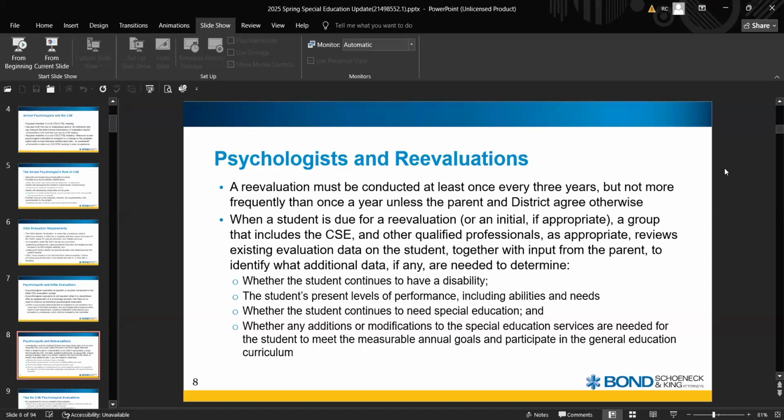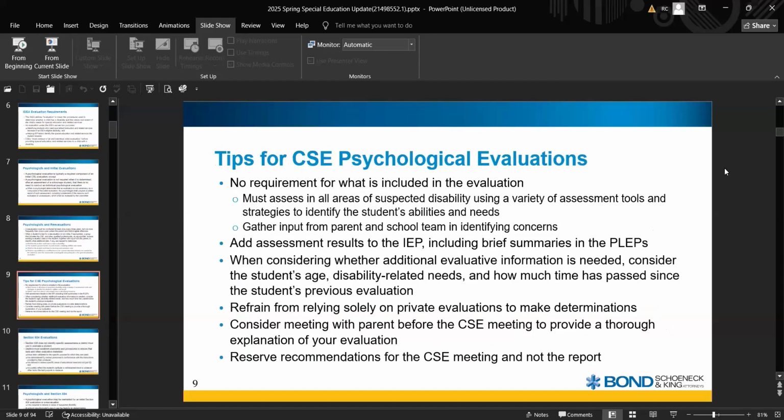What do we do if we decide we don't need one? What do we do with that reeval date? The other thing is, you can be targeted with the testing that you do here. And I think it depends on a lot of factors.